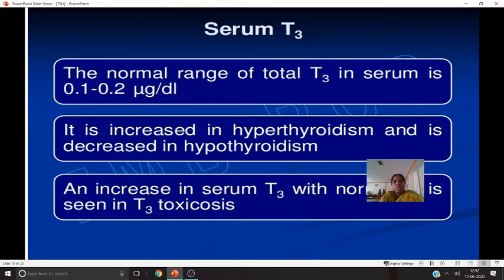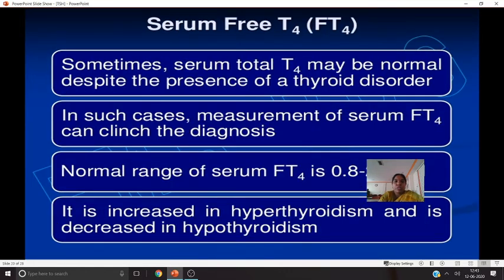So we will see what is the normal range. The normal range of total T3 in serum is 0.1 to 0.2 microgram per deciliter. You have to remember this, because you have to know the normal. T3 in serum is 0.1 to 0.2 microgram per dl. It is increased in hyper and decreased in hypo. An increase in serum T3 with normal T4 is seen in T3 toxicosis. So sometimes serum T3 is increased but T4 is normal. This we can see in T3 toxicosis.